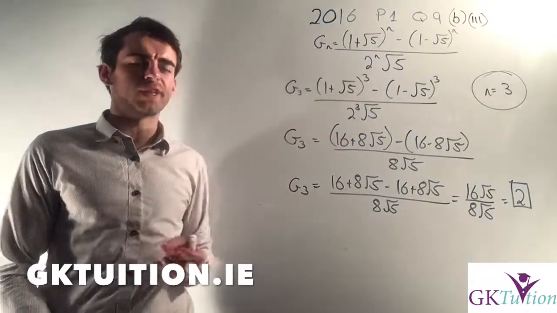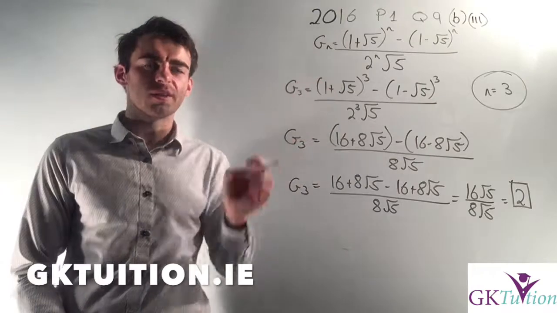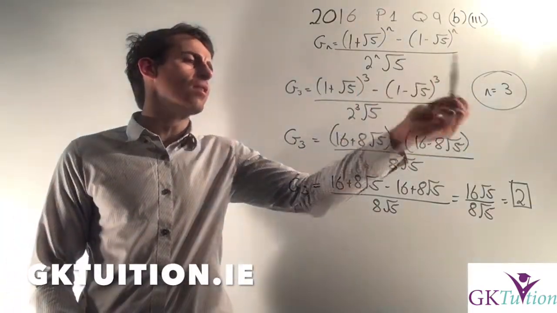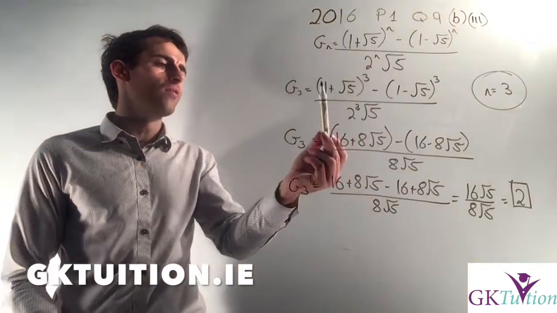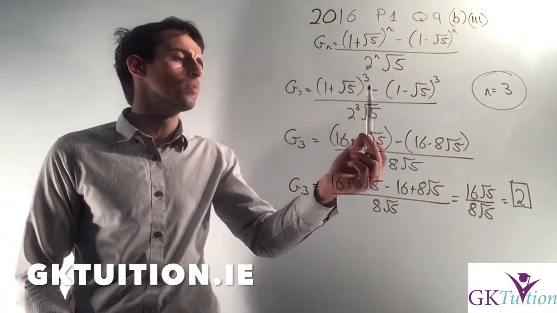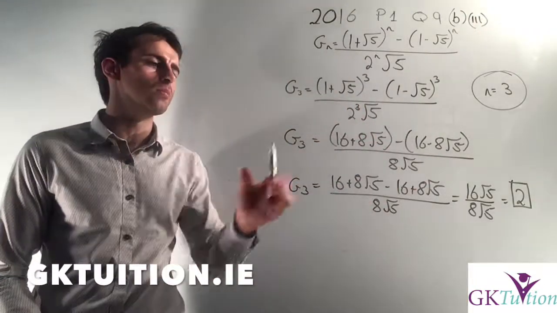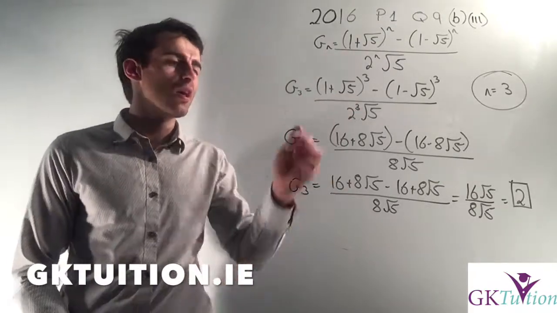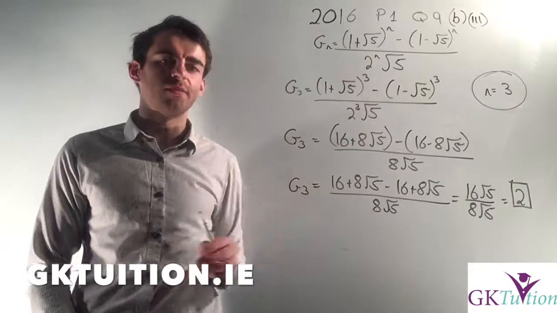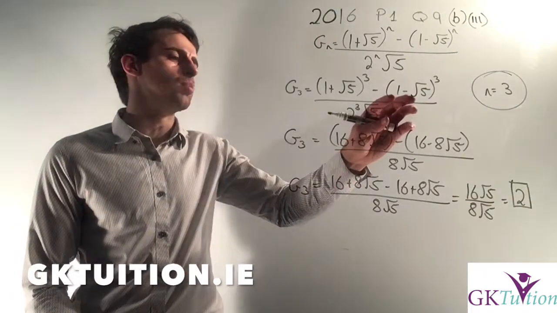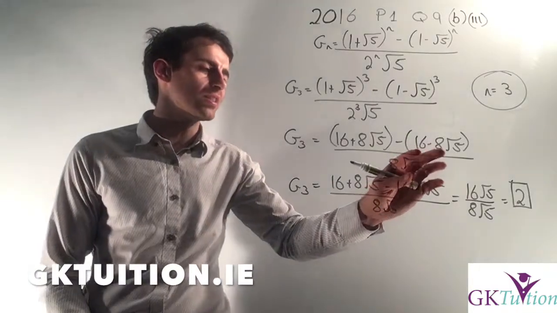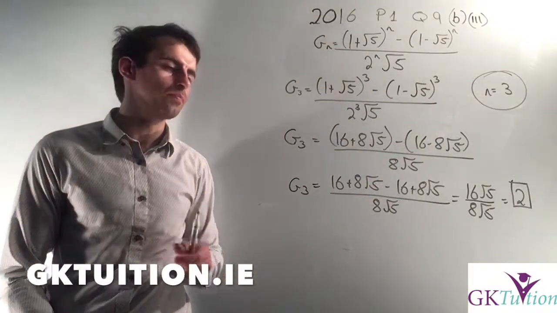So you'll notice that I've worked it out here. Now I've skipped a few lines in the middle, so I want you to work that out yourself. The first thing I did was, instead of an n, I subbed in a 3. So in this line I've got 1 plus root 5 cubed minus 1 minus root 5 cubed. You should multiply 1 plus root 5 by itself 3 times, and when you do that, you get 16 plus 8 root 5. You should multiply 1 minus root 5 by itself 3 times, and when you do that, you get 16 minus 8 root 5.